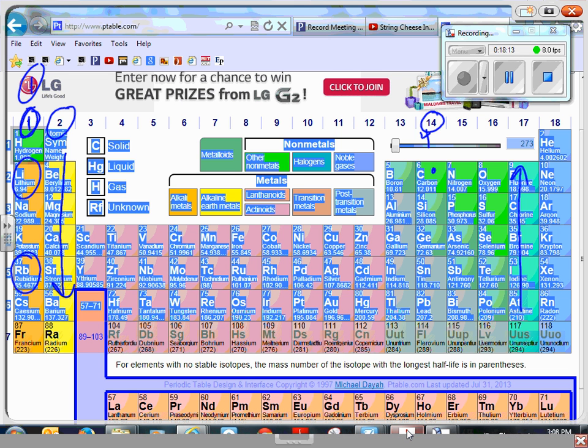Okay, so let's look at this. How many valence electrons does oxygen have? 6. How about selenium? 6. How about 7? 8. That's 8. Okay, so the question is this. How about these guys in here?